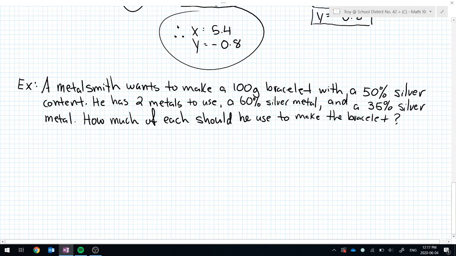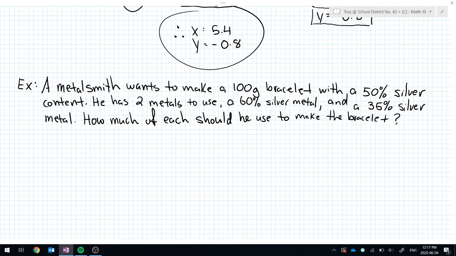Okay, so 2 ideas here. The bracelet must weigh 100 grams, and the bracelet must also contain 50% silver. So of course we don't have a 50% silver metal to use. What we have is a metal that is too much silver, and a metal that is too little silver, and it makes sense that some combination of those two together will give us exactly a 50% combination. So not only do we have to figure out what that combination is, but we have to make sure that combination weighs exactly 100 grams.